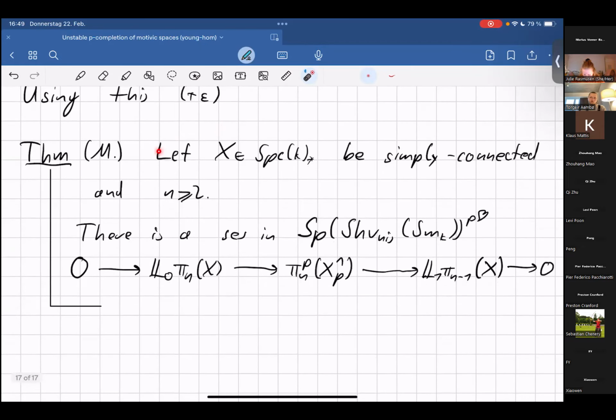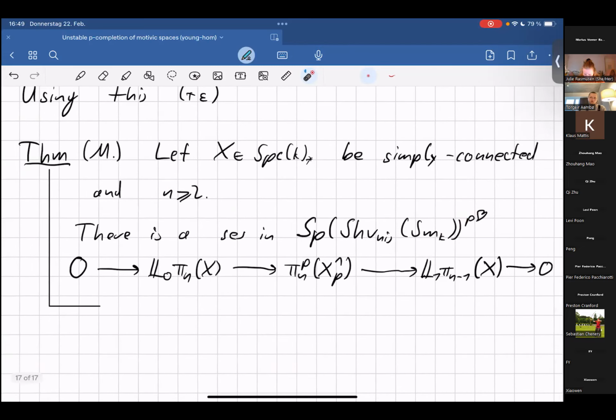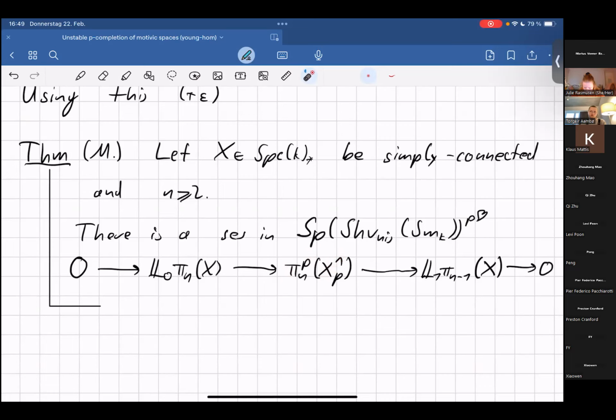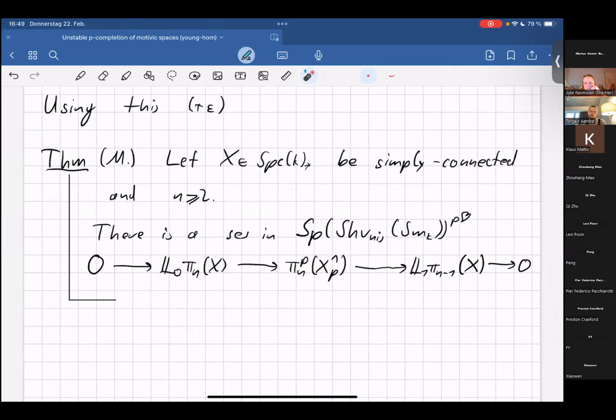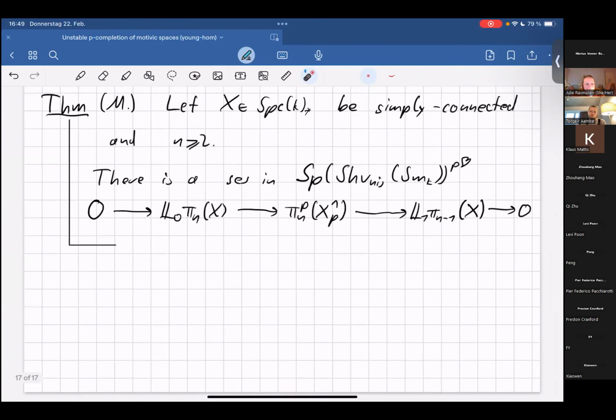If we start with a connected motivic space, which is simply connected, and we have some n bigger or equal than 2, then we get a short exact sequence in the p-adic heart of the Nisnevich topos of this form here, where we again have the p-completed homotopy groups of the p-completion of X here, and here the derived p-completion of the homotopy groups of X. Okay, and I guess this was my talk. Thank you very much.